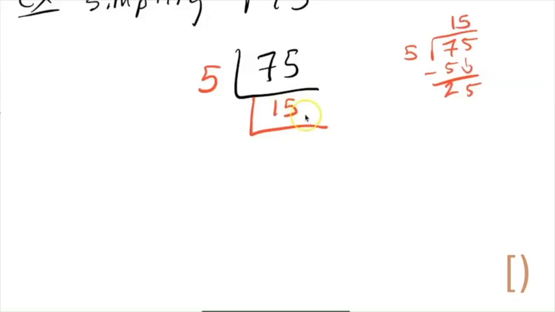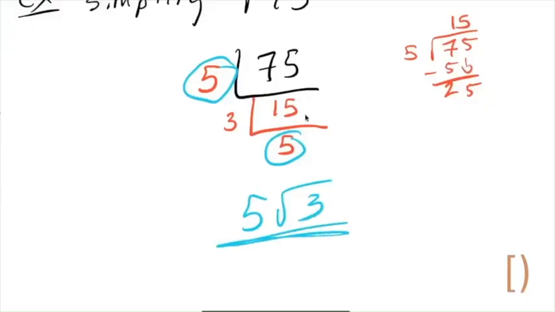Then I go, okay, what divides 15? Prime numbers, 3 and 5. We have a pair of 5s. That goes on the outside, and that lonely 3 stays inside. That's how you simplify the square root of 75.